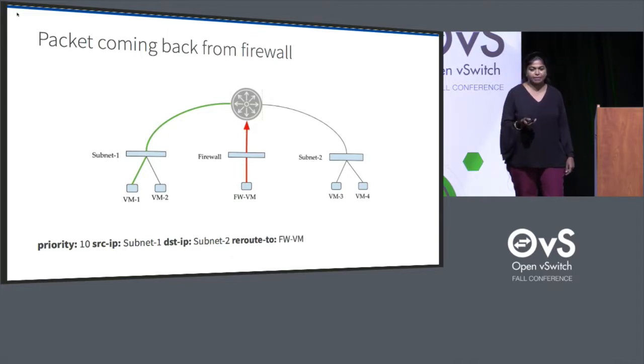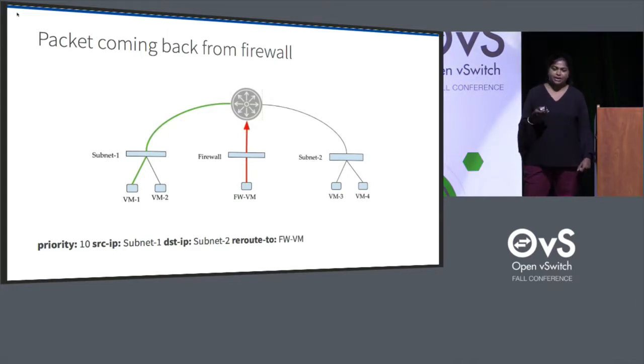Now, what happens when the packet comes back from the firewall VM? It hits the policy again. The packet keeps moving back and forth between the logical router and the firewall VM.